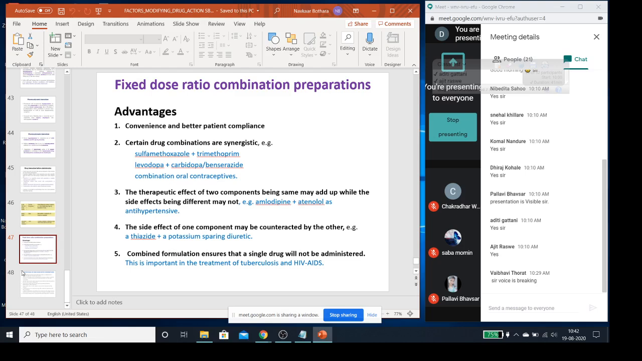So this will ensure that a single drug will not be administered, and if a single drug is not administered, the chances of the problems associated with single drugs will not be there. So these are some of the benefits or advantages when we are having fixed dose combination preparations.